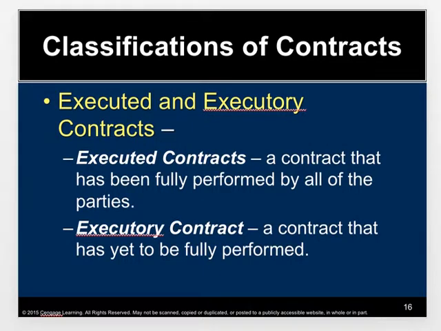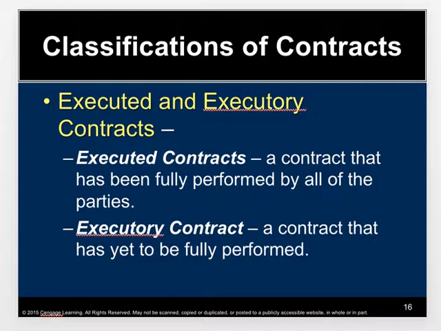There's another classification of contract, and that's executed versus executory. An executed contract is a contract that has been fully performed by all of the parties. So in other words, going back to my example of the real estate, I sold you the house, you paid me the money, we're done. So that's what we call an executed contract. There's nothing left to be done.